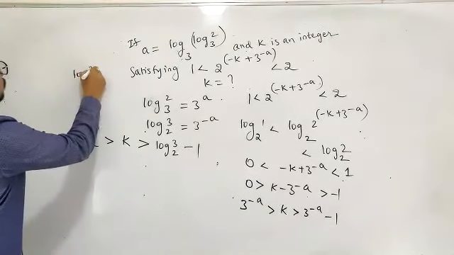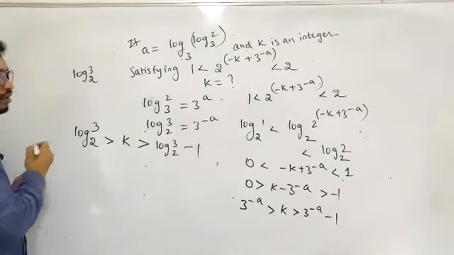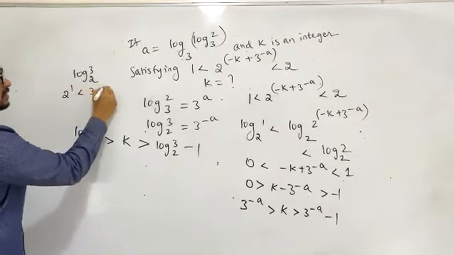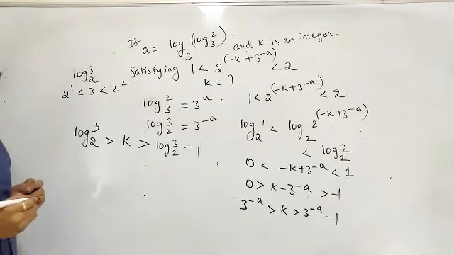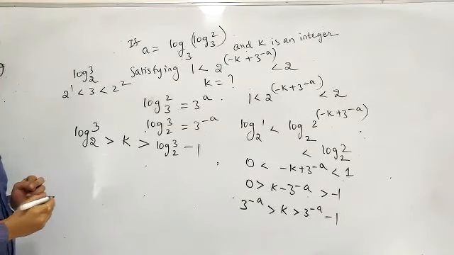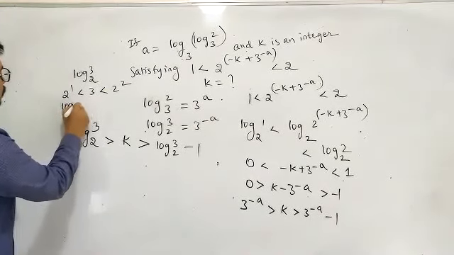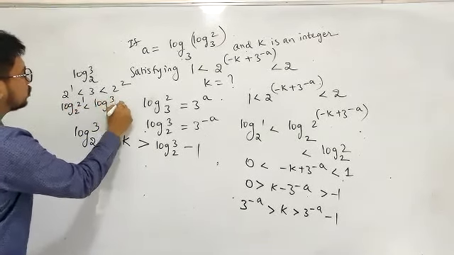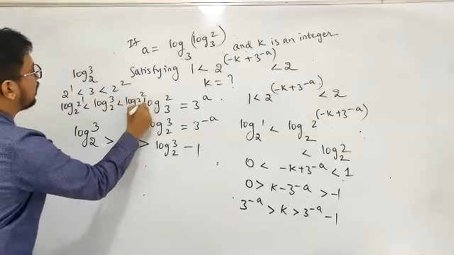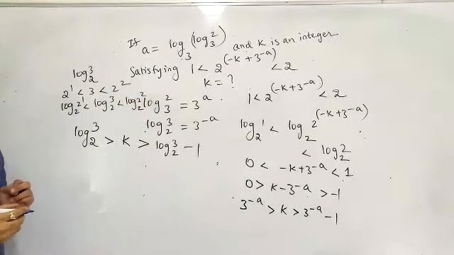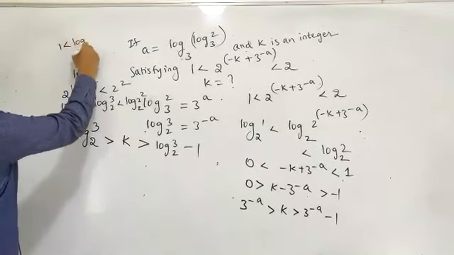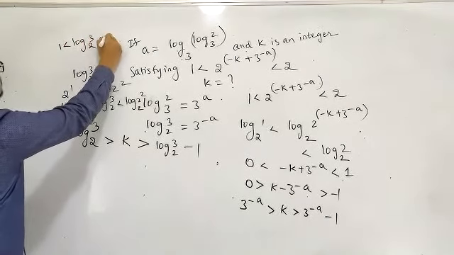Now let's take log 3 to the base 2, right? So 2 power 1 is less than 3, which is less than 2 square. So log 2 power 1 to the base 2 is less than log 3 to the base 2, which is less than log 2 square to the base 2. So you get 1 is less than log 3 to the base 2, which is less than 2.